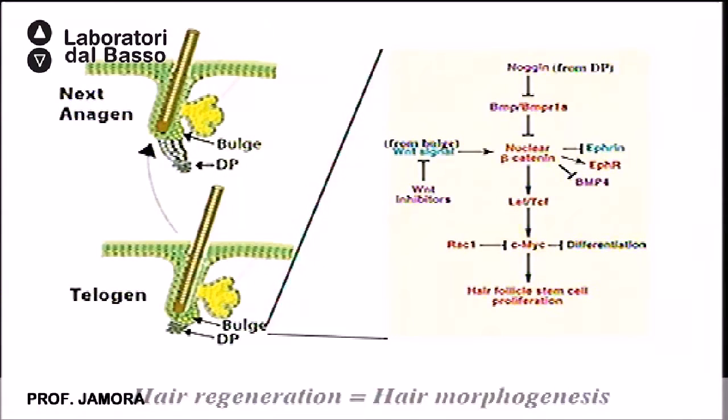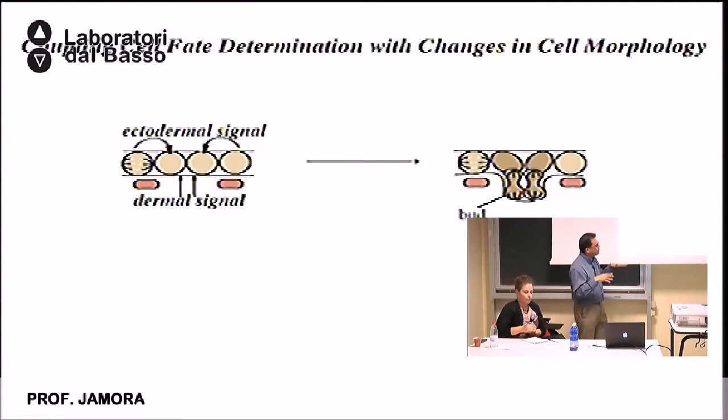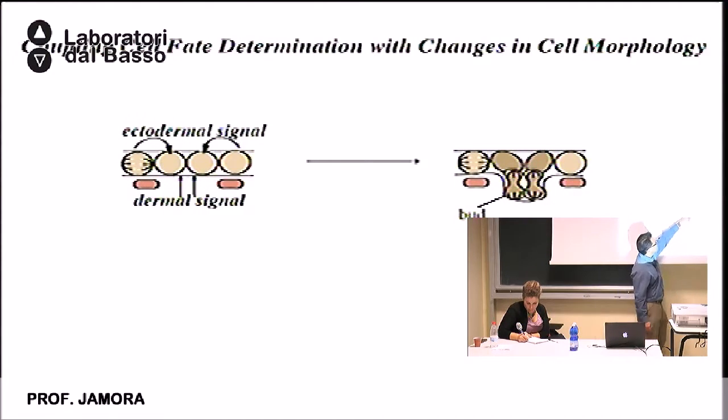Okay. So this is basically a summary again of what we found. There is a signal from the ectoderm, which is Wnt, and a signal from the dermis, which is Noggin, that together Wnt and Noggin form the LEF1 beta-catenin transcription factor that somehow leads to this change in the morphology of the cell, right?